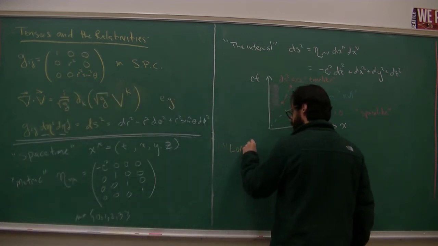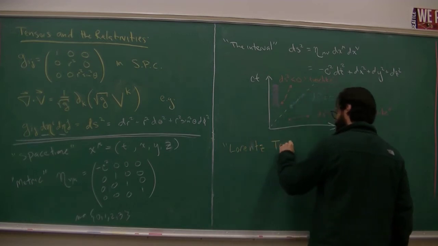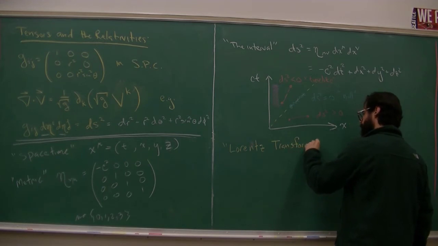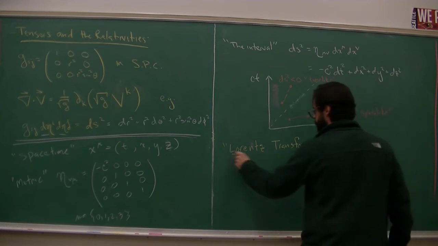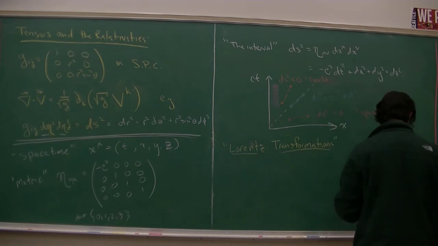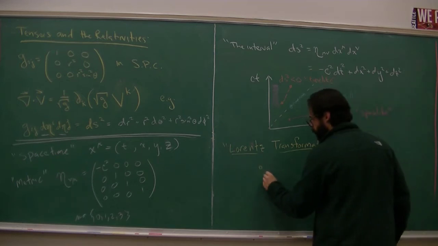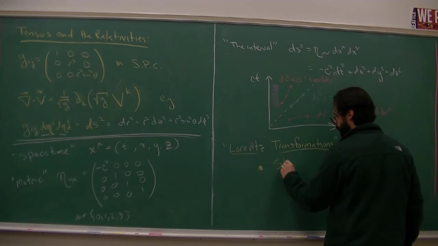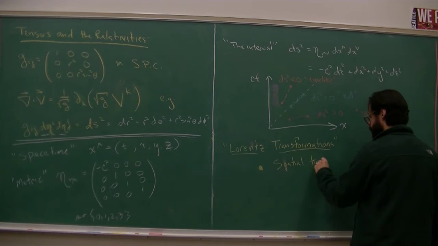I can define Lorentz transformations. And Lorentz transformations are the set of transformations that leave the interval unchanged. So they include two things, one of which we've already talked about before. They could just include normal spatial transformations.